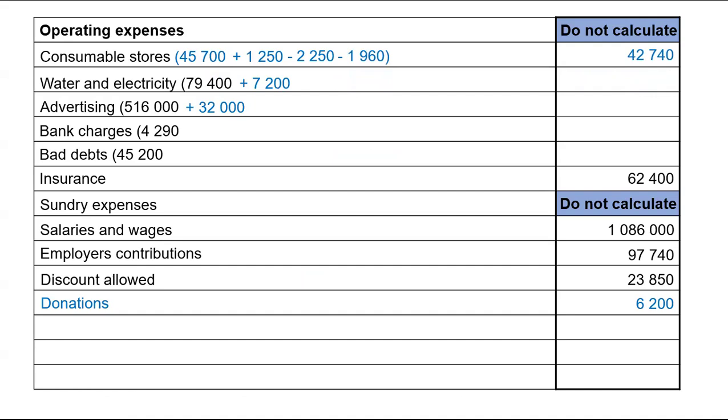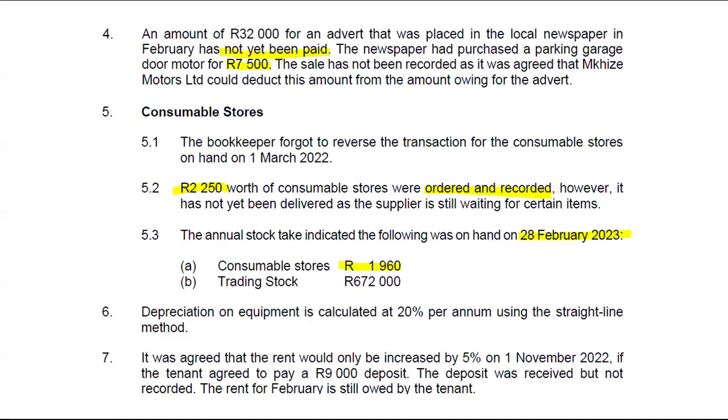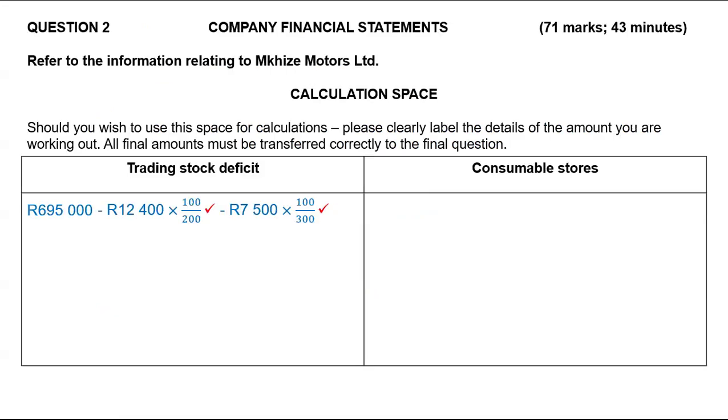So that 1,960 will be recorded as consumable stores on hand in the inventory note if it was asked, but here it was not asked. The next one, they say trading stock amounted to 672,000. So I will go to my trading stock and the workings, right? I will take that 695,000 minus 6,200 minus, what was that? It was 2,000 something. I forgot, it was 2,000 how much? 2,500, I think. And it will give me trading stock adjusted, which will amount to 286,300 compared to what was counted, which will be 672,000.